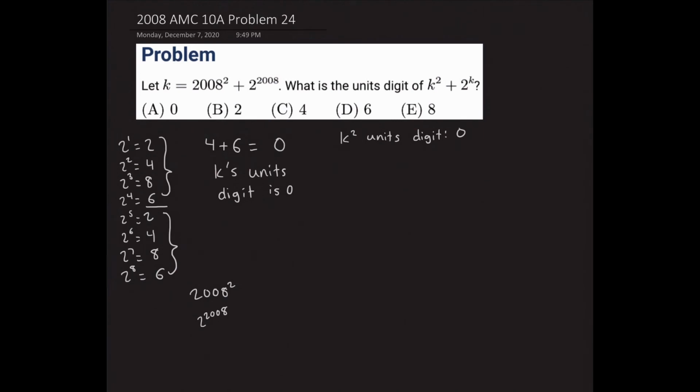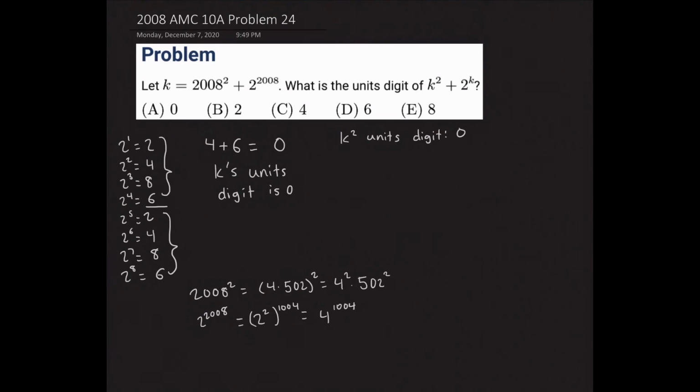So 2008 squared can be broken down into 4 times 502, all squared, which is equal to 4 squared times 502 squared. So clearly this has factors of 4 in it, and so it must be divisible by 4. Now 2 to the 2008 can be rewritten as 2 squared to the 1004, which is equal to 4 to the 1004, which is clearly divisible by 4. And so both parts, 2008 squared and 2 to the 2008, are divisible by 4.